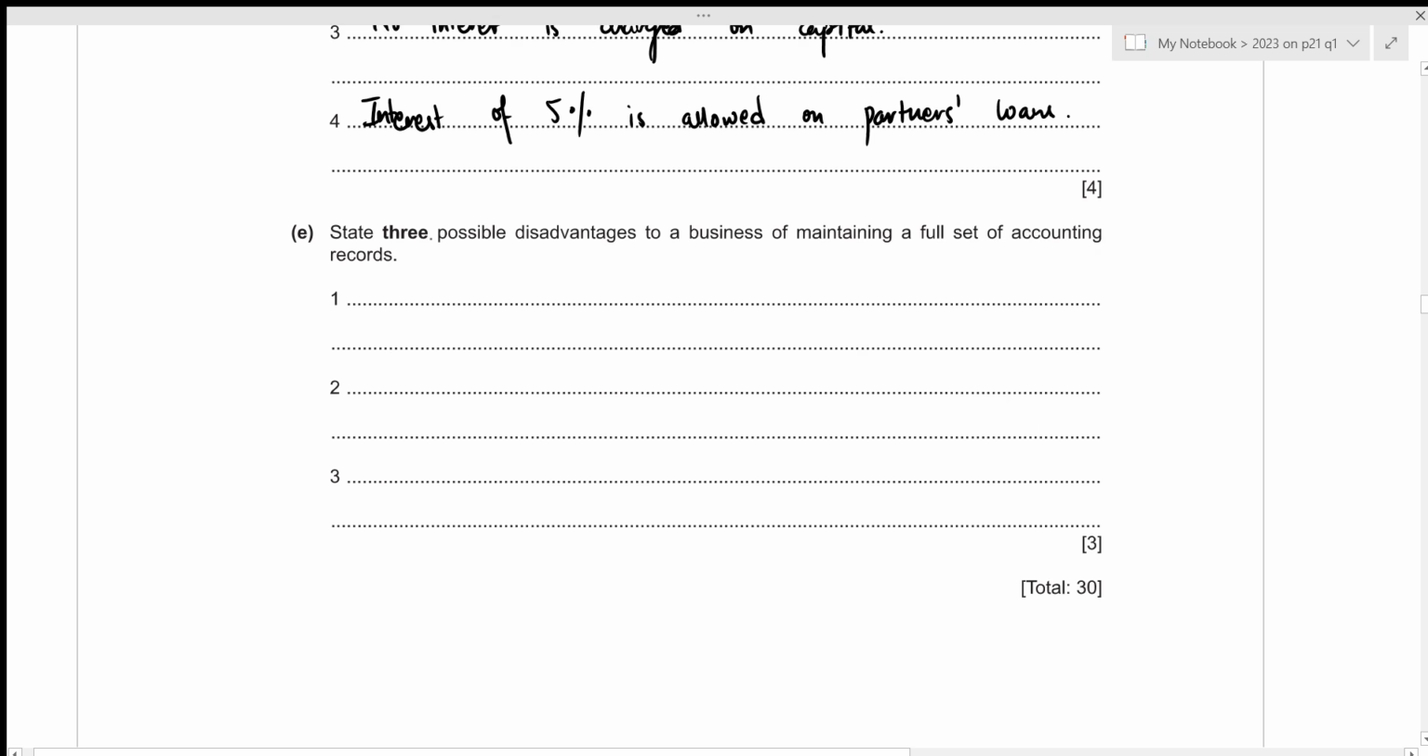Now for the fifth one, we need to say 3 possible disadvantages to a business of maintaining a full set of accounting records. So the very first disadvantage is that maintaining a full set of accounting records will increase our cost, which might result in decrement in our profits. So there may be an increase in costs, which results in decrease in profits.